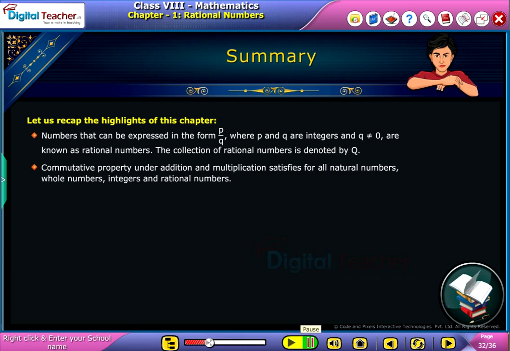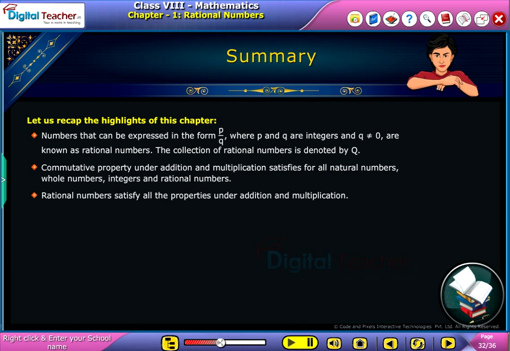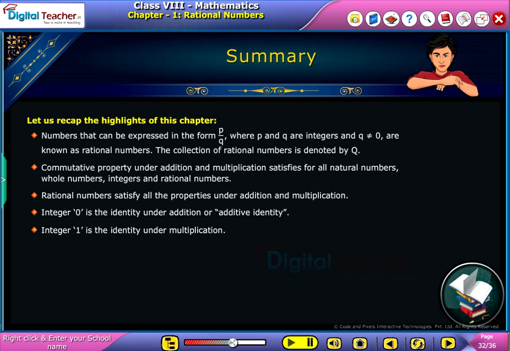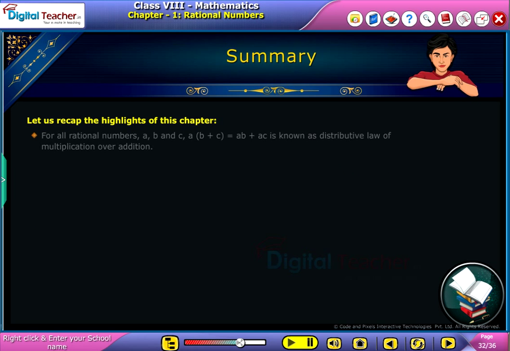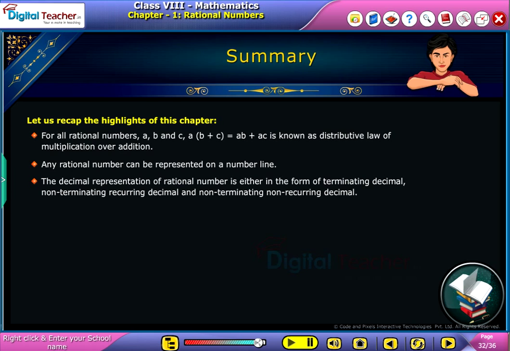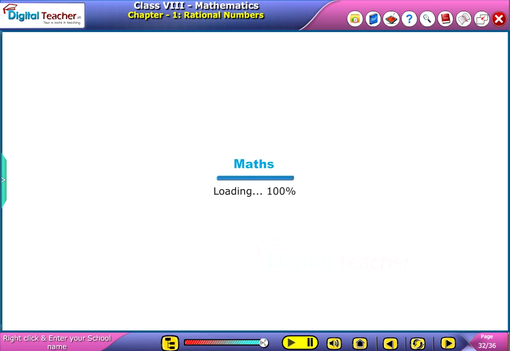Commutative property under addition and multiplication. Rational number multiplication. The multiplicative inverse of a rational number is its reciprocal. A decimal representation of a rational number is either in the form of terminating decimal or non-terminating decimal.